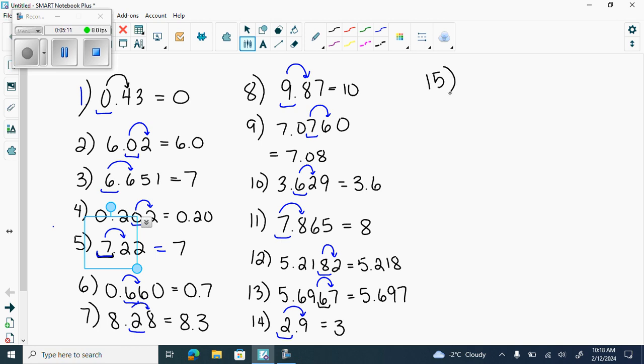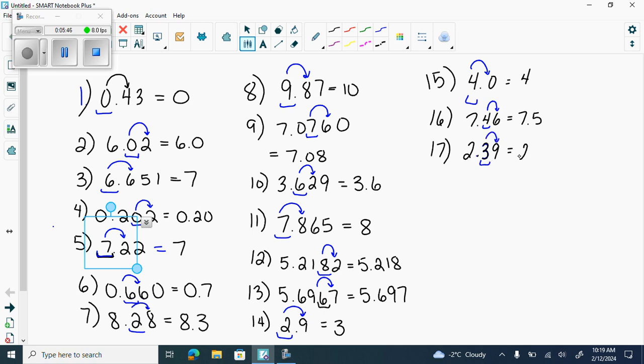15, 4.0. Nearest whole number, I go here. Look one behind, so that's less than 5, so this stays a 4. 16, 7.46. Nearest tenth is here. Is the 6 5 or higher? Yes. So it becomes 7.5. The rest goes away. 17, 2.39. Nearest tenth, so I go here. The 9 is 5 or higher, so it becomes 2.4.